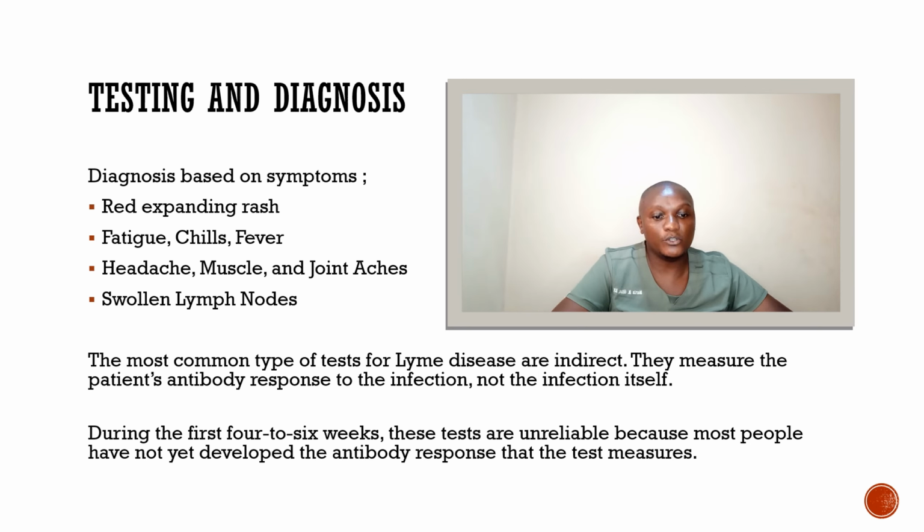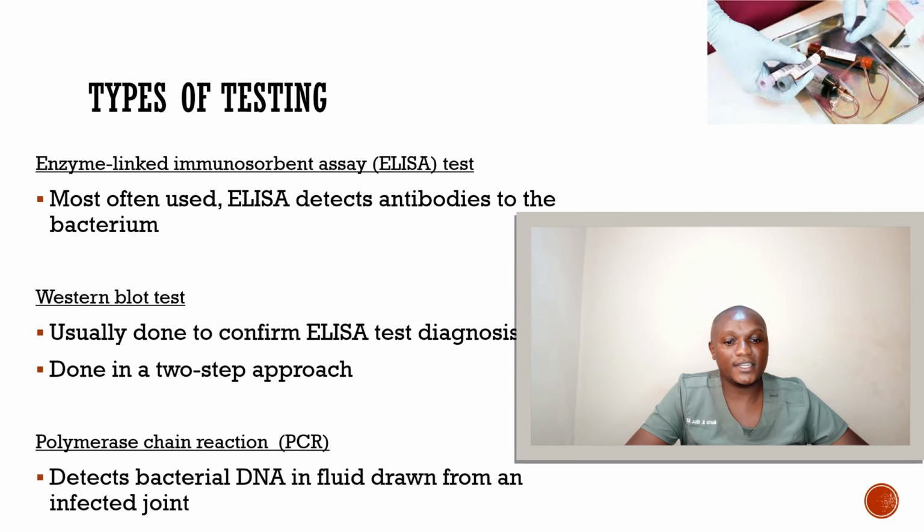During the first 4 to 6 weeks, these tests are unreliable because the patients have not yet developed the antibody response the test measures. So which are these types of testing? We have one, the ELISA test, enzyme-linked immunosorbent assay, most often used, and the ELISA test detects antibodies to the bacterium. We have the Western blot test, and this one confirms the ELISA test diagnosis. It is usually done to confirm the ELISA test diagnosis, and it is done in the two-step approach.